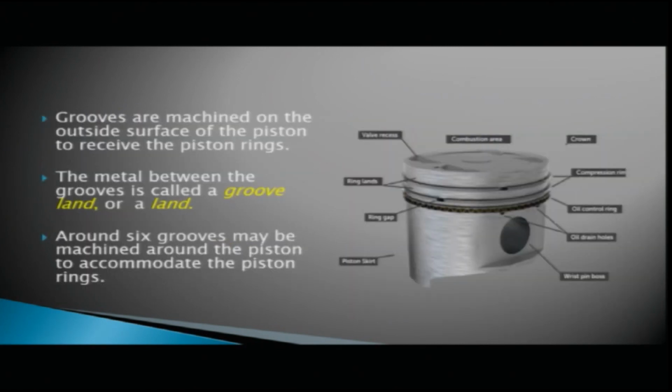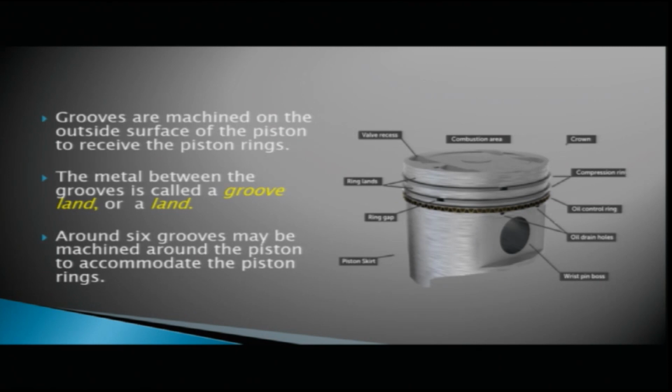Grooves are machined on the outer side surface of the piston to receive the piston rings. So, you can see here on the piston you have different grooves. They are made to accommodate the piston rings. The metal between the grooves is called a groove land or a land. Generally around 6 grooves may be machined around the piston to accommodate the piston rings. The number of grooves may vary, but in general around 6 are machined.